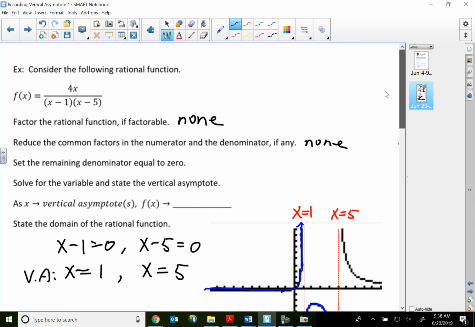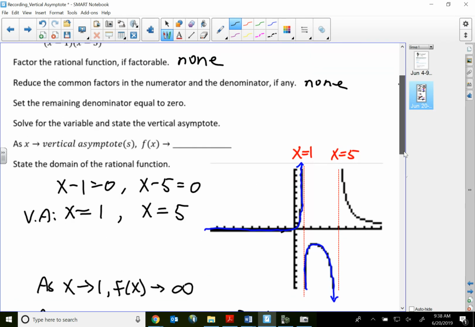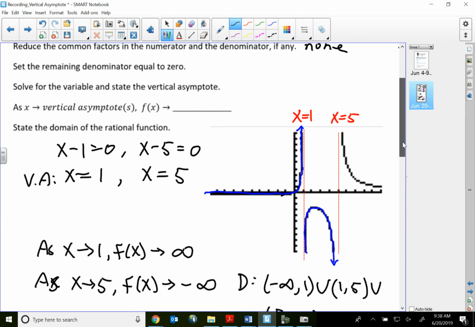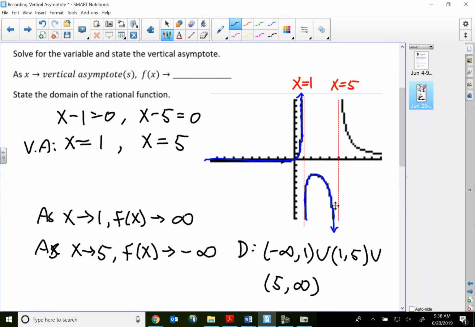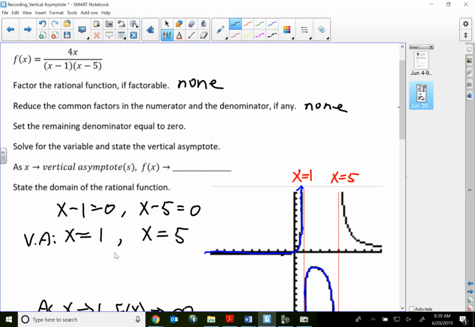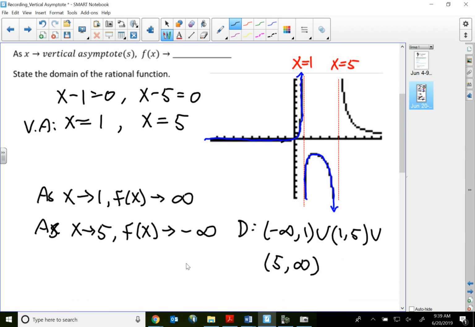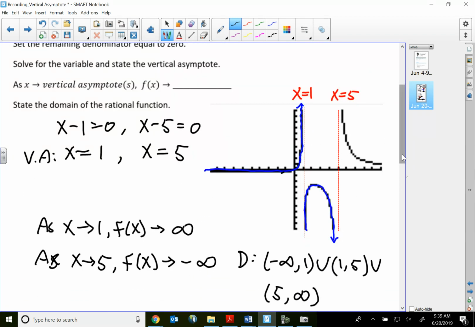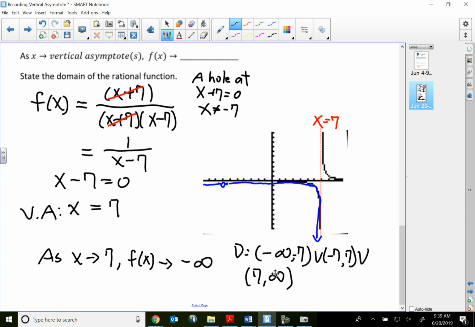So in this video, we quickly talked about what a vertical asymptote is. Sometimes when students graph the vertical asymptote, it will show up on the graphing calculator. Sometimes it does not, okay? So that's why knowing how to find the vertical asymptote ahead of time and knowing how to find the hole in your rational function ahead of time does help us to find our domain.